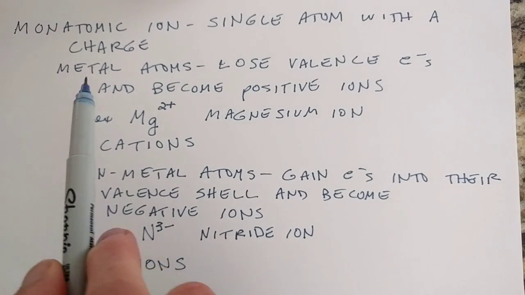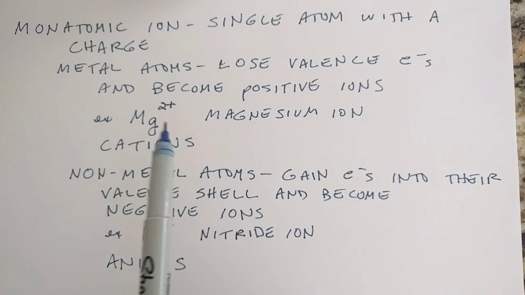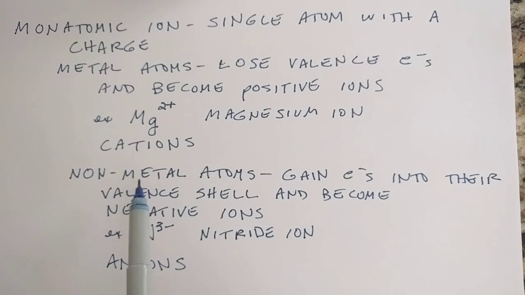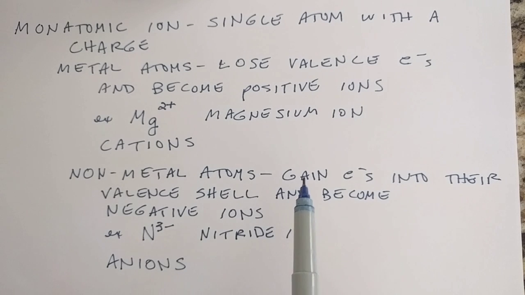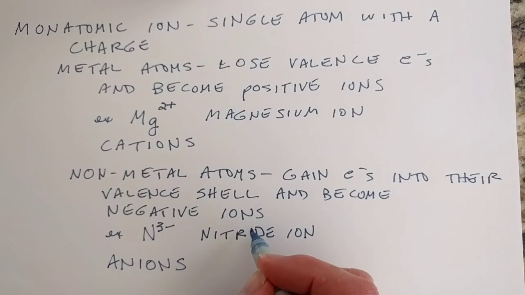All right, so metals lose valence electrons, become positive, they're cations. Nonmetal atoms gain electrons, they gain to get the octet, and they become negative ions called anions, and their name ends in IDE.